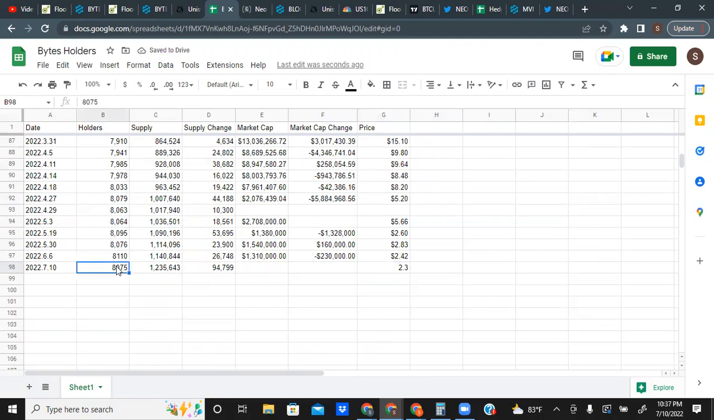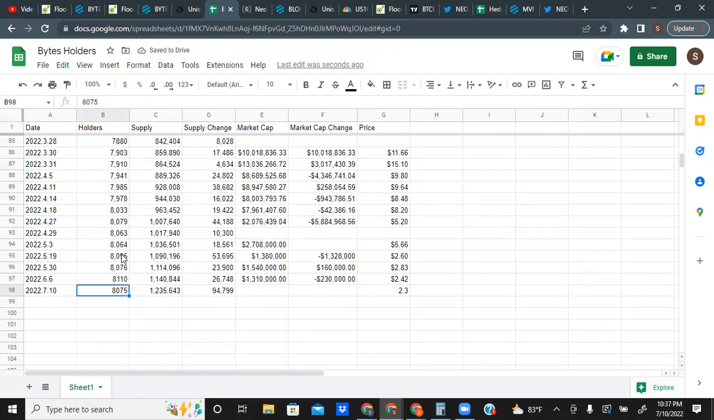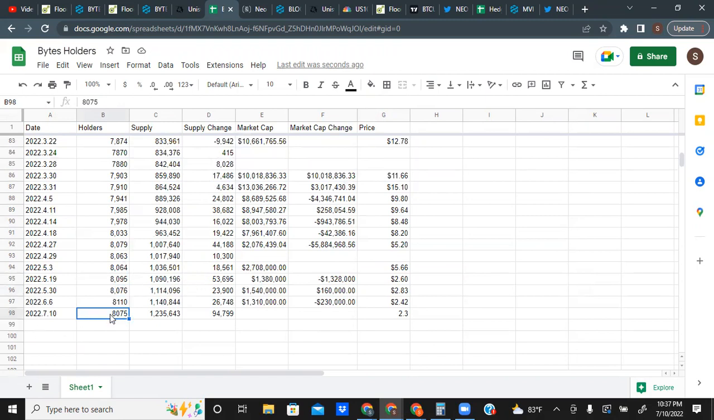I would think that there would be more holders coming in with all this stuff that's coming out here, but yeah, I'm not sure why there's not more holders coming in. So I'm just going to be keeping an eye on particularly this holders count.